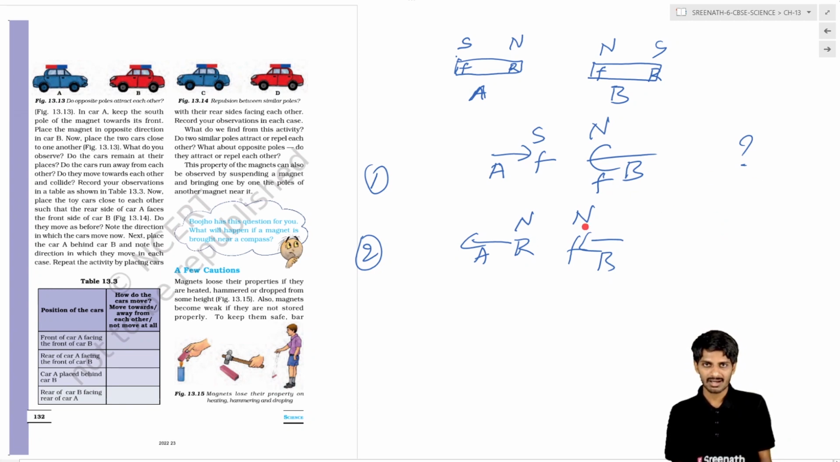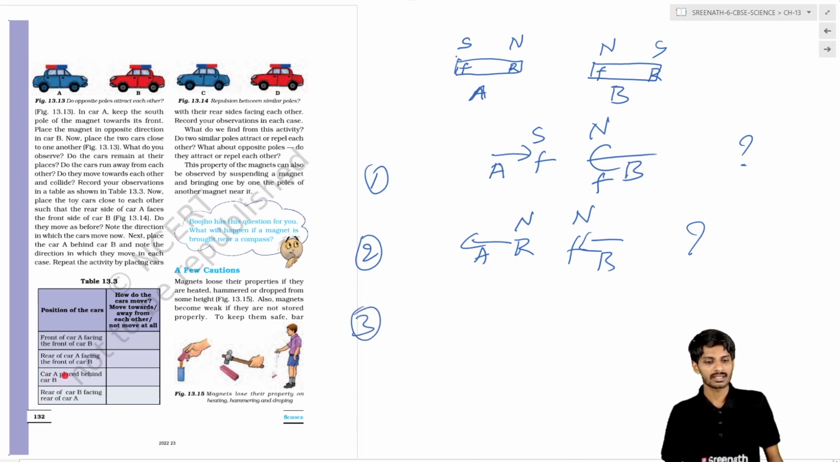Whether both these cars collide with each other, or whether these cars remain in the same position, or whether these cars repel each other and move away from each other. Whether these cars move away from each other or whether these cars move together. You have to find your observation. Now what is the next observation?